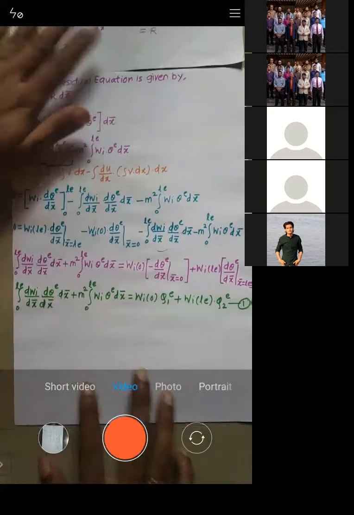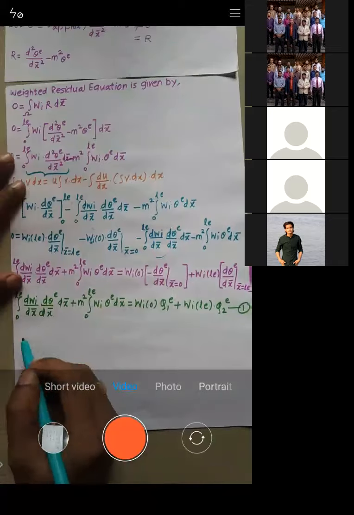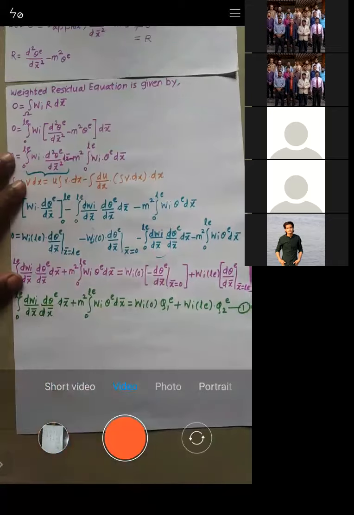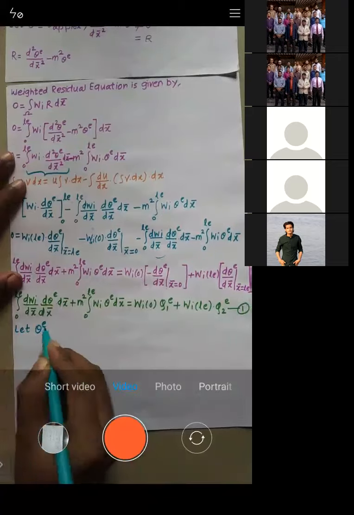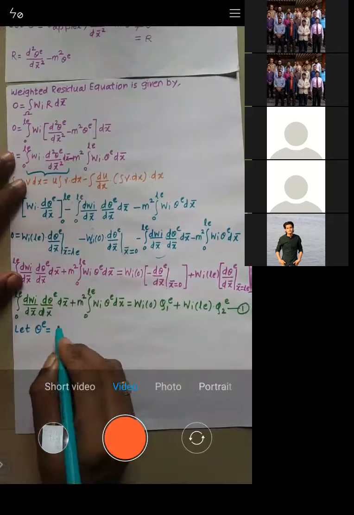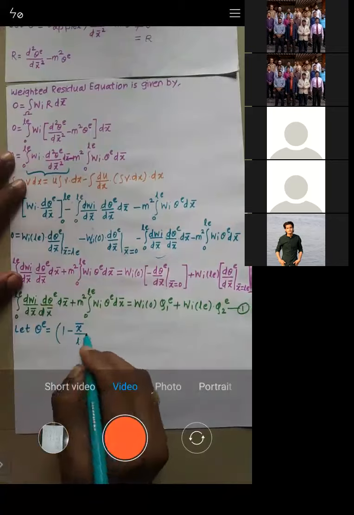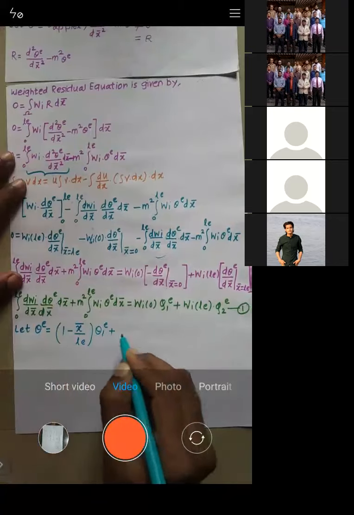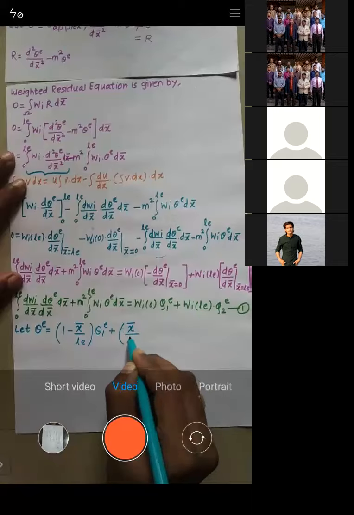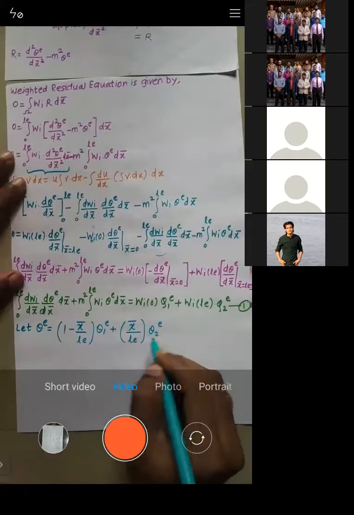So theta we need to write down. What value of theta shall we take? See, all of you, what value of theta am I writing? Let theta e be, as in the last derivation, 1 minus x bar by LE theta 1e plus x bar by LE theta 2e. Try to understand where it came from.